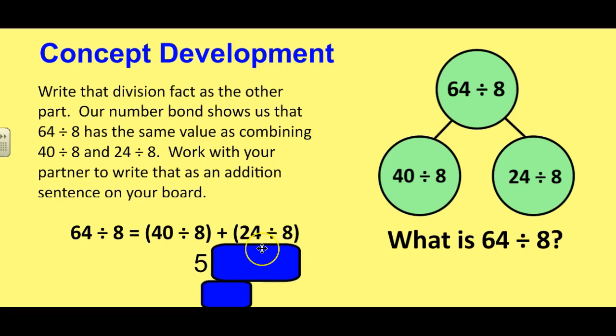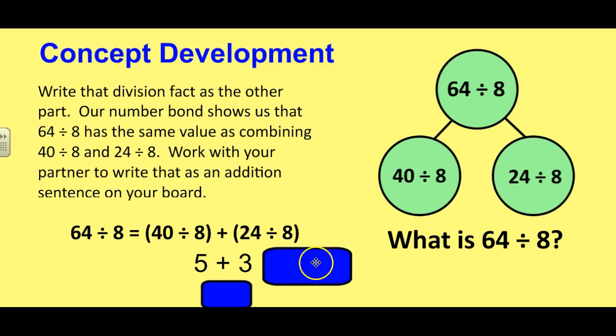Now we're going to come over here and solve 24 divided by 8. That is the same thing as asking yourself 8 times what is 24. And I know that 8 times 3 gives me 24. So to figure out what 64 divided by 8 is, all I have to do now is add 5 and 3 together. And I know that 5 plus 3 added together gives me 8. So up here, 64 divided by 8 is 8.